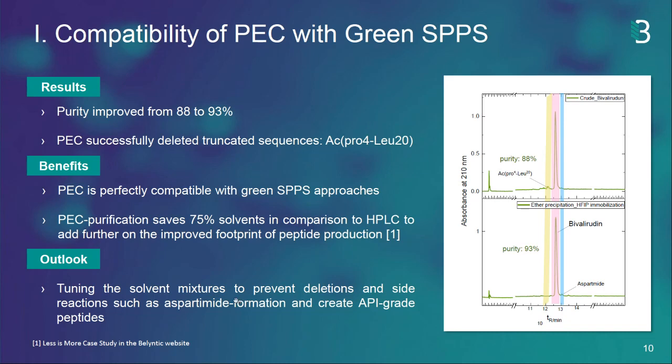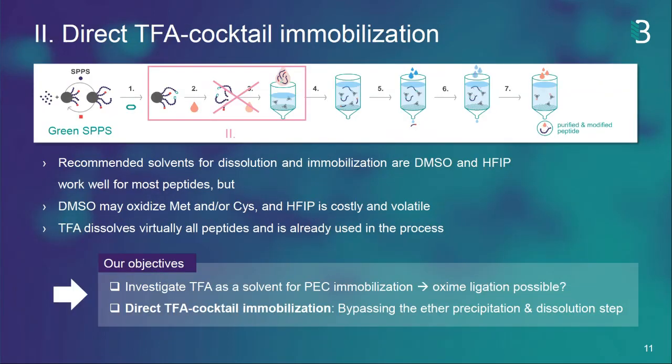And there is still possibility for improvement, where we can fine-tune the solvent polarity, and we can even decrease impurities like aspartimide formation and deletion peaks, and we can even achieve purity of more than 95-96%, which is API grade. So with this, I would like to go to the next step towards the next generation of production of peptide APIs. This is direct TFA cocktail immobilization.